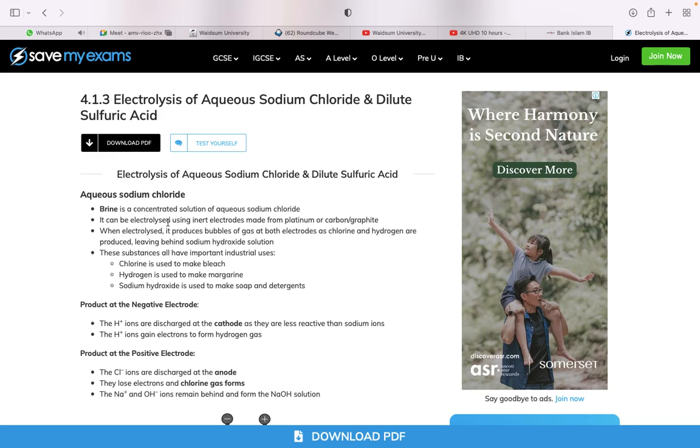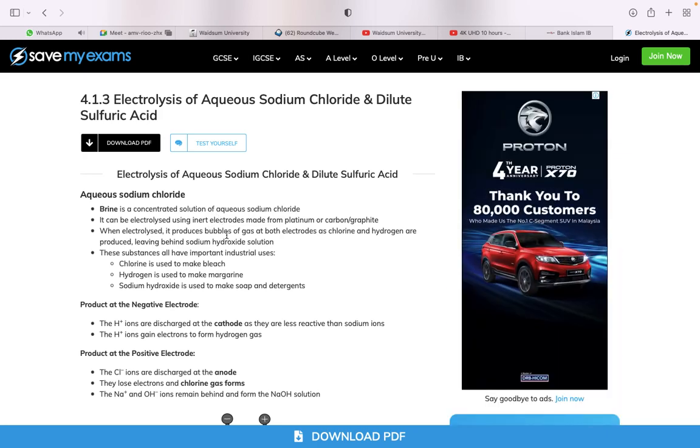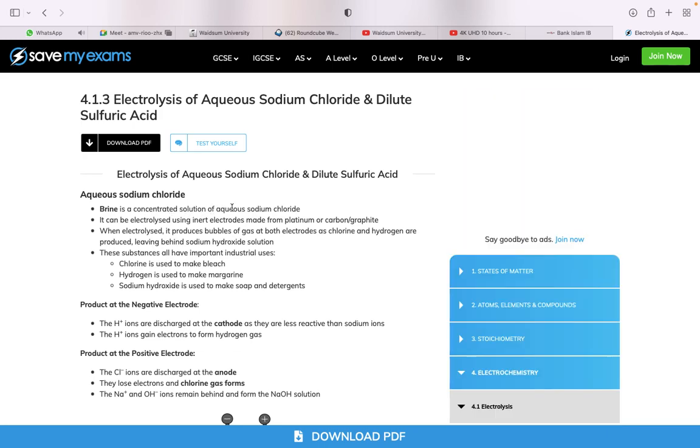So in the electrolysis of brine, in the electrolyte, we have 4 ions, not 2. Usually we used to have 2, one positive and the other negative. Now we have 2 different positive and 2 different negative ions. The 2 positive are hydrogen plus ion and sodium plus ion. That's what we have in the electrolyte. Then the 2 negative are chloride minus ion from sodium chloride, and we also have OH minus ion.